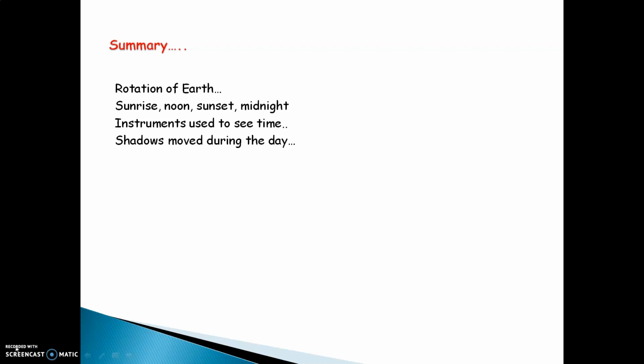Because of rotation of the Earth, we get four important phases of the day. We also learned the instrument used to see the time. Earlier, since there were no watches, no clocks, no internet, people used natural phenomena such as sunrise, noon, and sunset to realize the time of the day. We have learned the shadows keep on moving every day. In the morning and evening, the shadows are the longest as compared to the shadows at noon time. We'll continue in the next lesson in the next video.